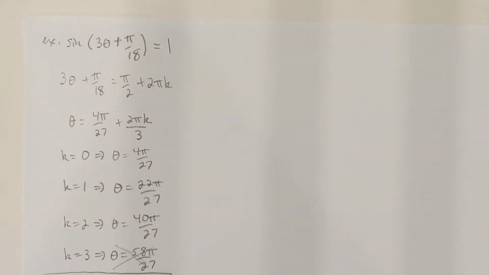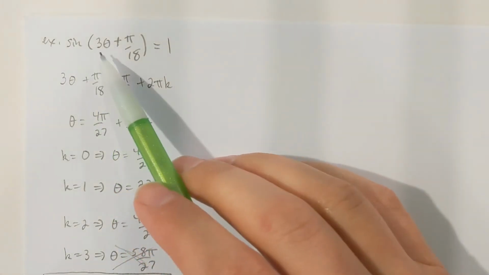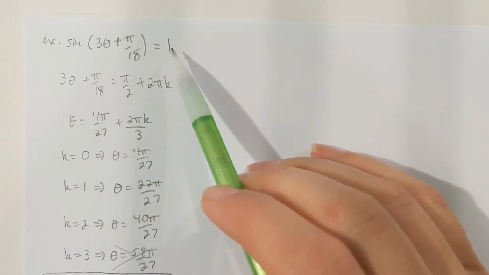Okay, we're going to go ahead and finish up section 7.3 now, just showing you some more examples of solving equations. And so here's another one. Suppose that we want to solve sine of 3 theta plus pi over 18 equals 1.